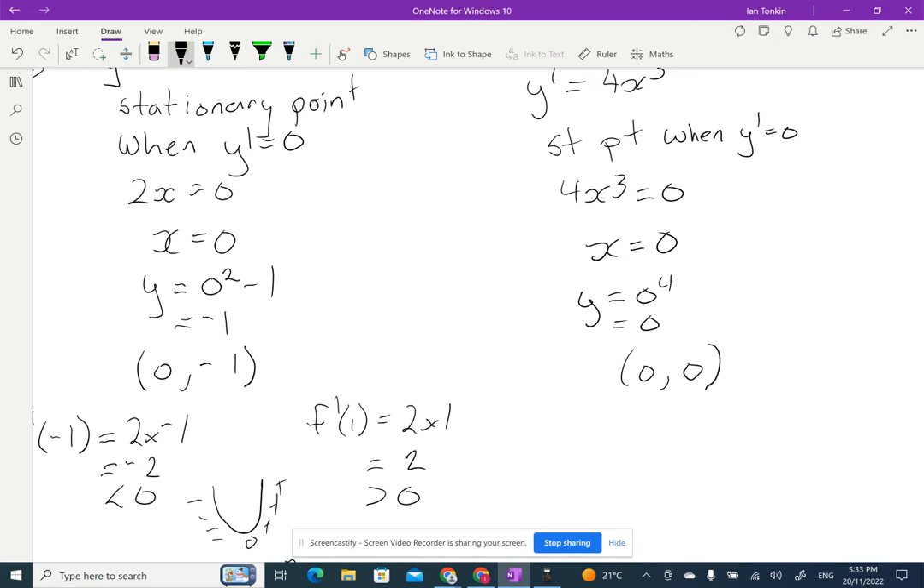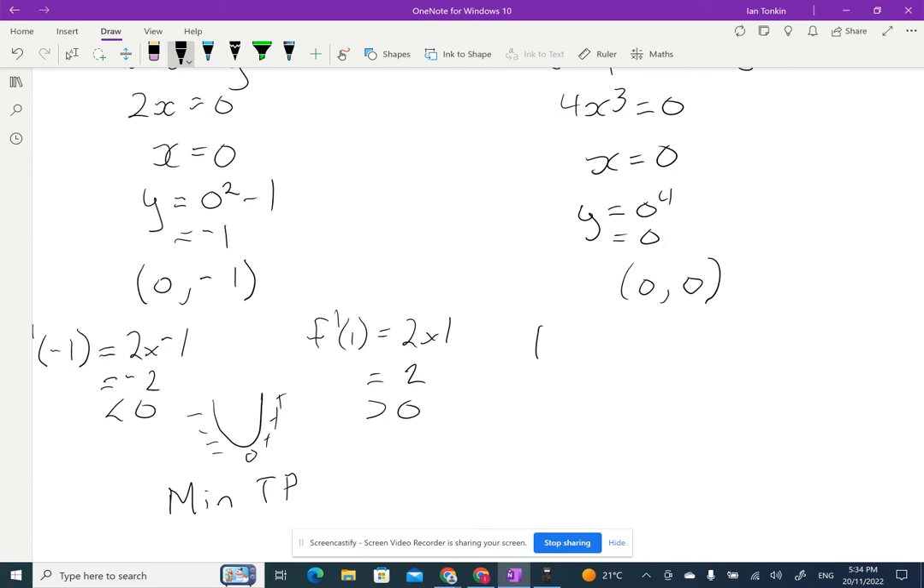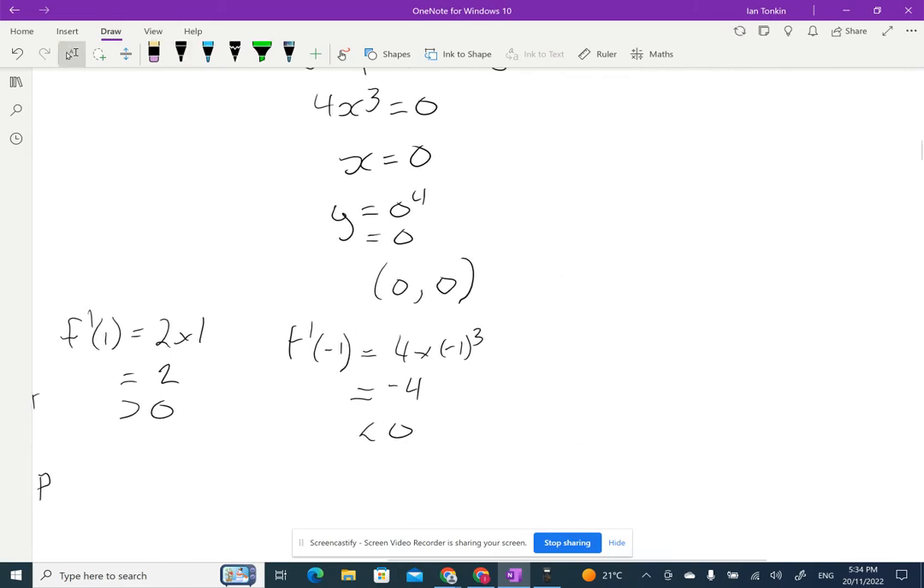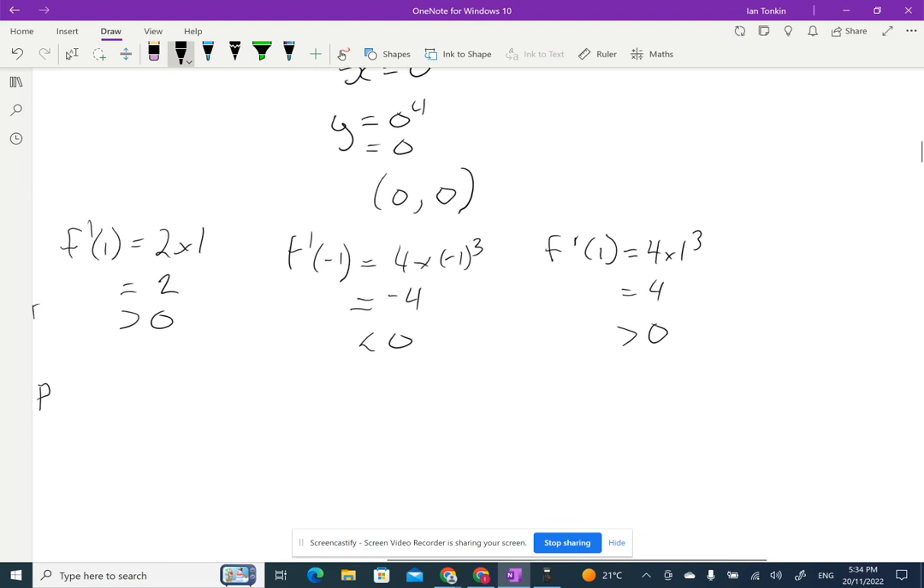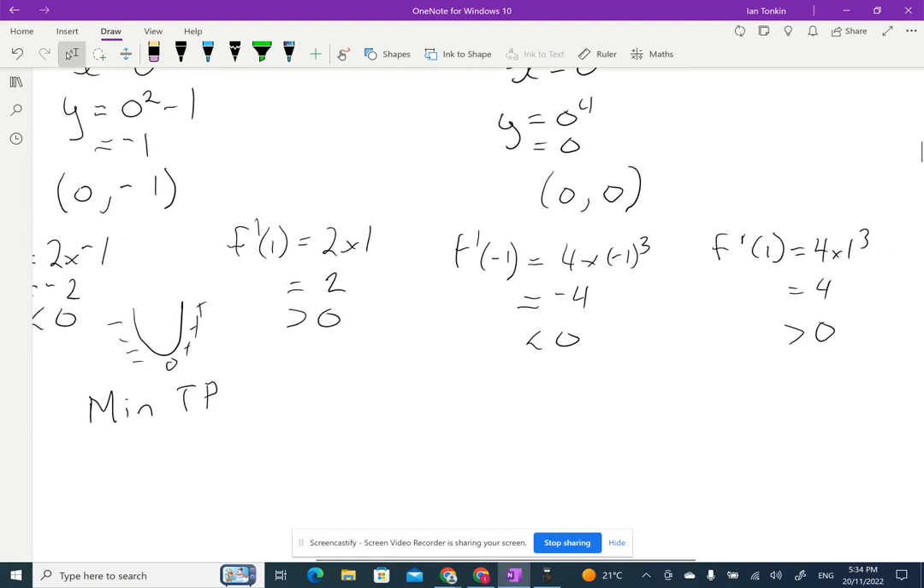I have to look a little bit to the left of the x value. So I'm going to find f dash of negative 1. And f dash was 4x cubed, so 4 times negative 1 cubed is negative 4, which is less than 0. Then I'm going to go a little bit to the right of 0. f dash of 1 equals 4 times 1 cubed, which is 4, which is greater than 0. Therefore, I've got exactly the same thing. Therefore, it's a minimum TP.